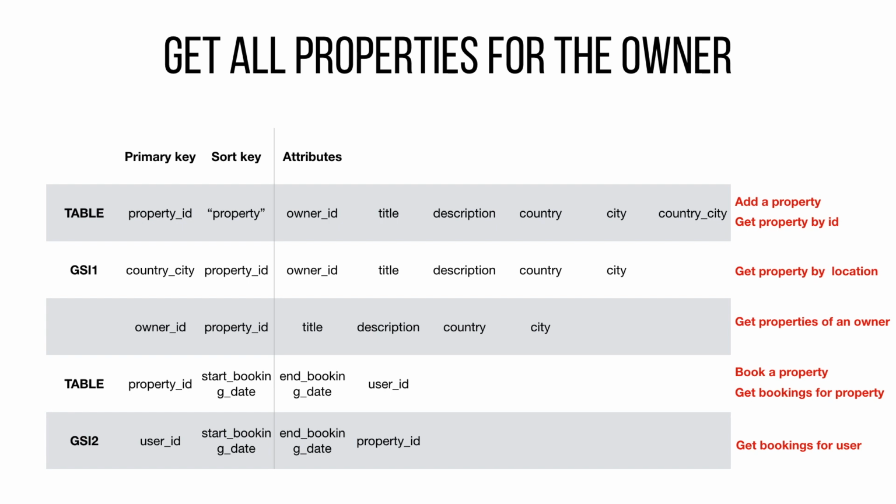The next access pattern is get all properties for the owner, and this is a similar one. We want to get all the properties for an owner, and for that we need the owner ID, and then we need a sort key, because an owner can have multiple properties. If we put the sort key as the property ID, we will have one item as a result if we search for owner and property ID. And again, the same question, where we put this, in an index or in a table. I think we should create a different global secondary index and put the data there, so whenever we add a new property, it gets projected there as well.